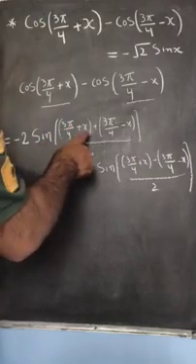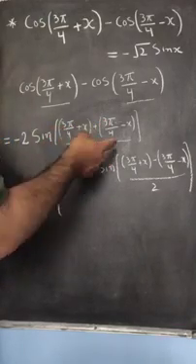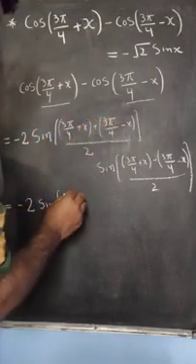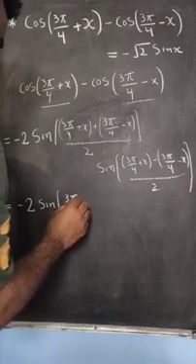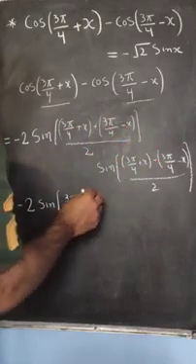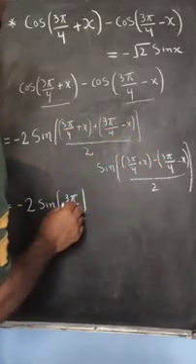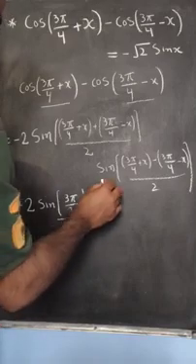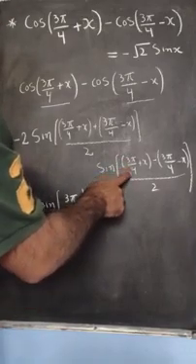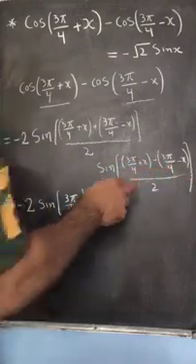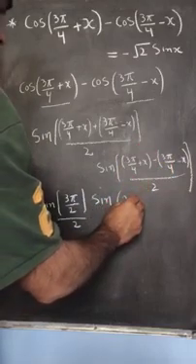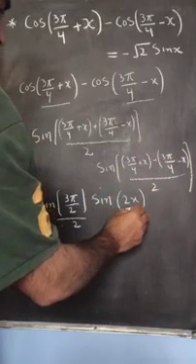3 pi by 4 plus 3 pi by 4, that is 2 times 3 pi by 4, that is 3 pi by 2. So this is 3 pi by 2, plus x minus x cancels. Then we have divided by 2. Now we have sine, 3 pi by 4 minus 3 pi by 4 cancels. Minus minus is plus, so x plus x is 2x. So it becomes 2x divided by 2.